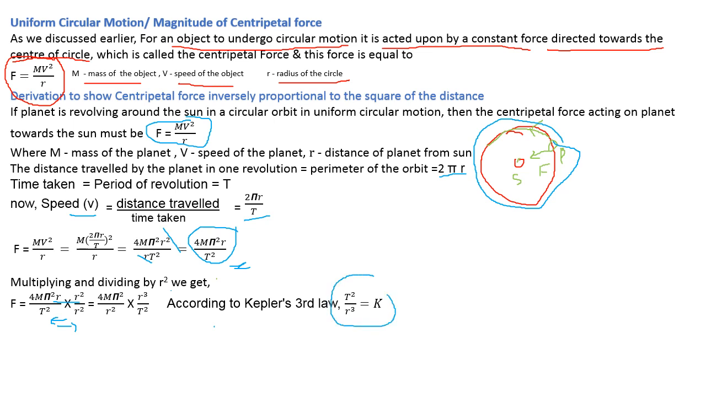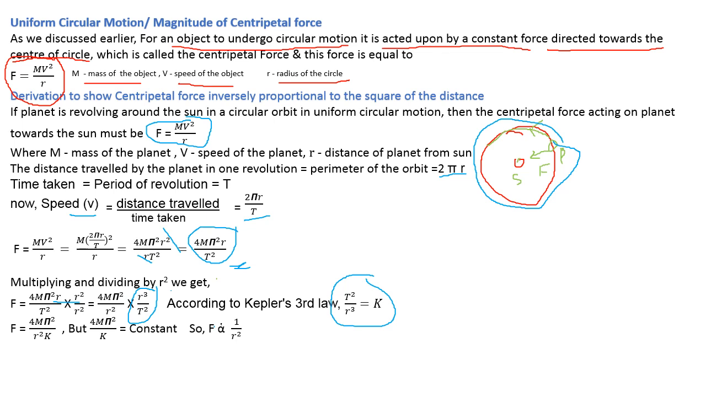This law, as we have studied in the last video, says that T² upon r³ is equal to k. So now this part you are going to replace here, r³ upon T². Okay, so you are going to replace that part in the next step. So you can see, F is equal to, I will remove this so you will not have a problem. F equals 4mπ² upon r² upon k.